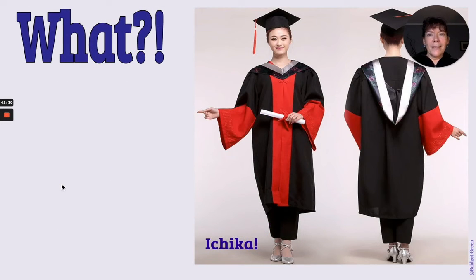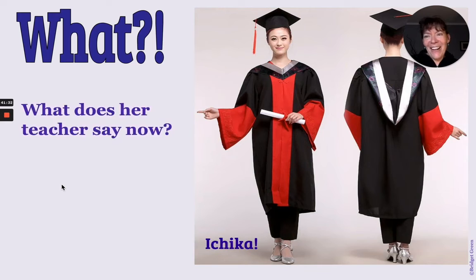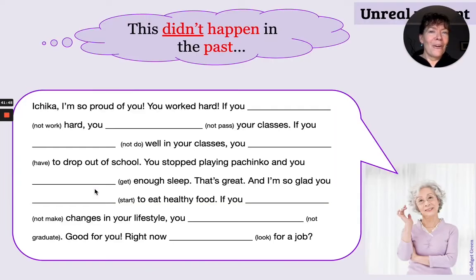What's this? Ichika. She did so well. What does her teacher say now to Ichika? Ichika, who changed her life, and she looked like she wasn't going to graduate, and then she changed her life, and now she has graduated. She sees her teacher. Her teacher is so proud of her. What does she say?